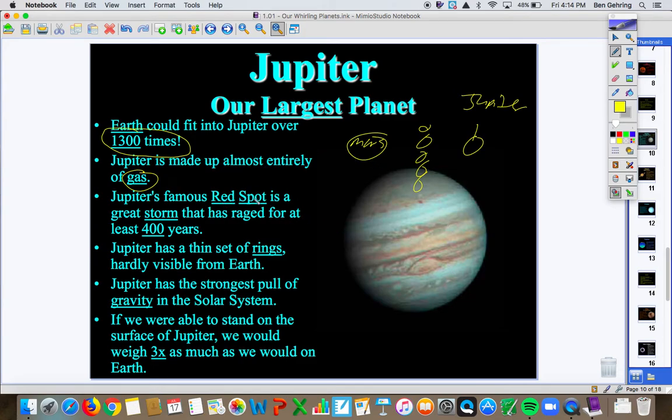One thing Jupiter is really known for is this red spot in the middle. This spot right here is just called the red spot, but it's a big storm that's raged on Jupiter for about 400 years. So imagine a 400-year storm. That's what's going on at this location.